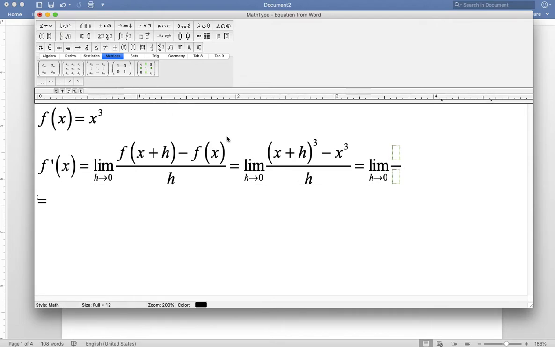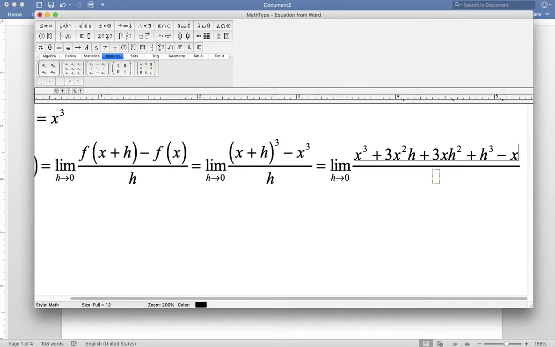Now we need to simplify, cancel out, and manipulate out that dividing by 0. If we just use direct substitution, we would have x plus 0 cubed, x cubed minus x cubed, which is 0, divided by 0. We need to do some manipulation to work that out so that we can evaluate our limit. We're going to expand our parentheses, do that multiplication out. It's going to give us x cubed plus 3x squared h plus 3xh squared plus h cubed minus x cubed all over h.